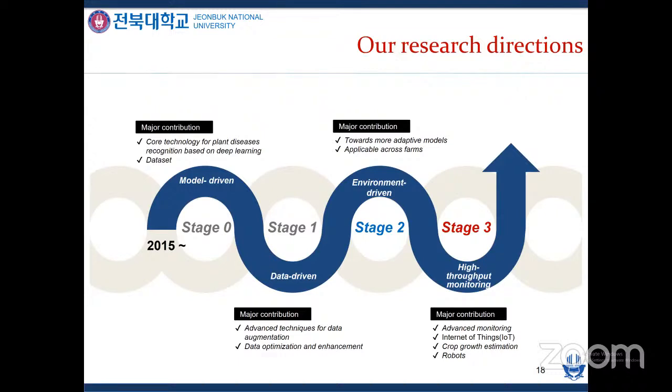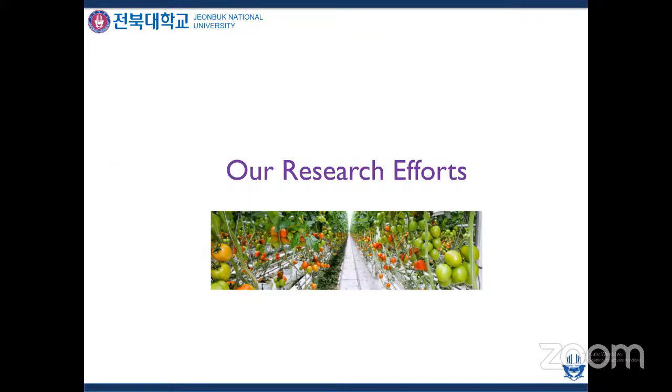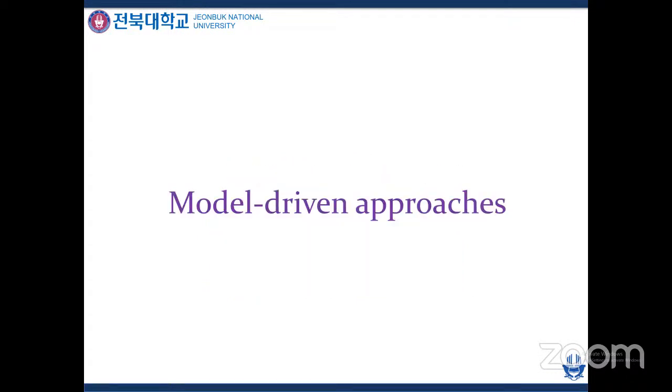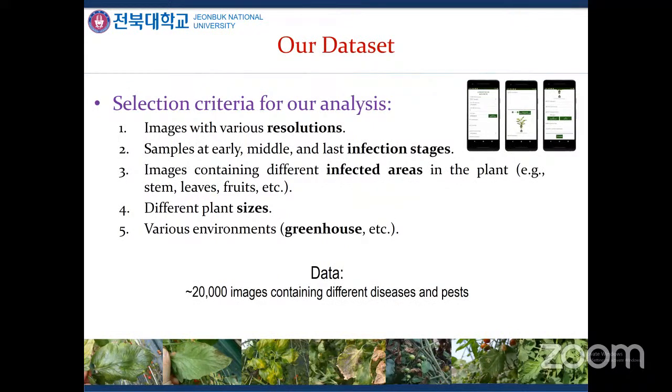And according to that, I have prepared some of the works that we have proposed. Starting with the model-driven approaches, we started developing our systems with a data set. The data set was not available, so we needed to collect our own. We focused on tomato plants. We developed a strategy to collect data, going to the field and collecting images with various resolutions, samples at different infection stages, different infected areas of the plant, different sizes, and different types of greenhouses.